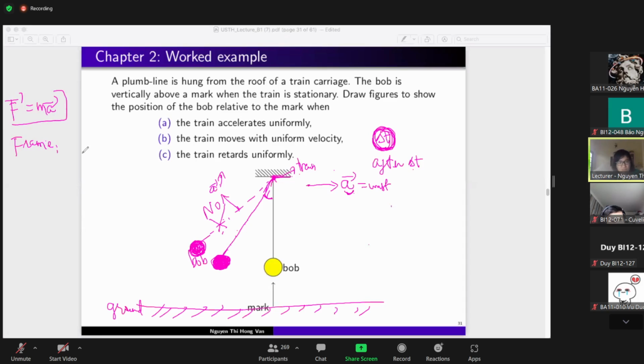So you have two frames. The frame is the ground. And the frame is a train. I denote it number 2. Good. In the train. And then you choose the observer is standing on the ground or standing on the train. Standing on the ground. So the observer is here, on the ground.